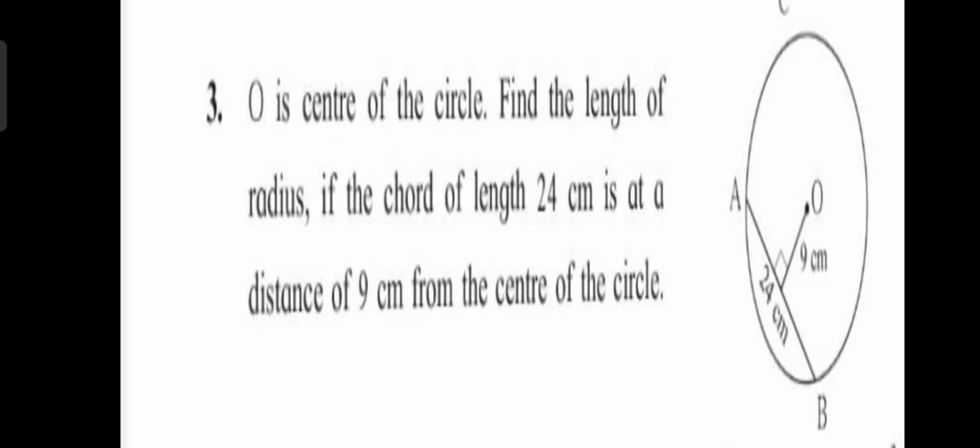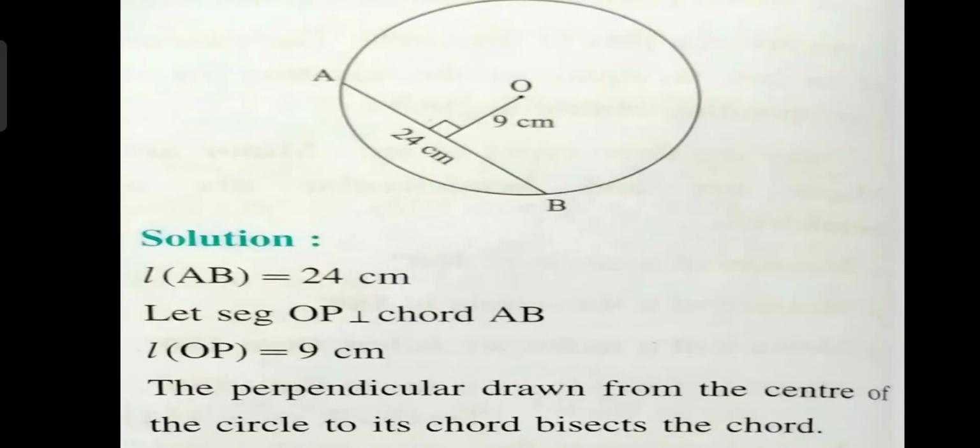Okay, so we take P. The perpendicular bisector we can take as OP. Okay, so OP is 9 centimeter. So AB that is given to us is 24 centimeter. Let segment OP bisect chord AB, because the point where it bisects, the midpoint, we do not know, so we have taken it as P. So therefore length OP is equal to 9 centimeter.